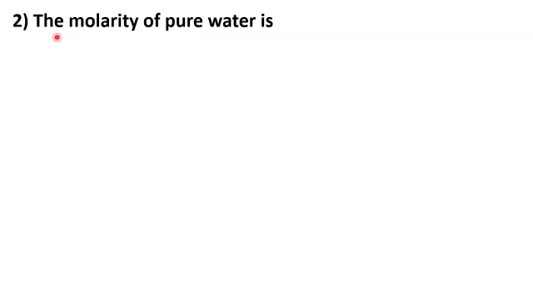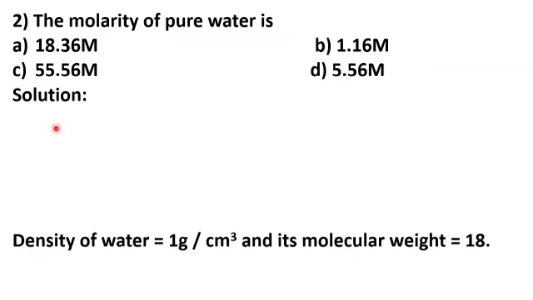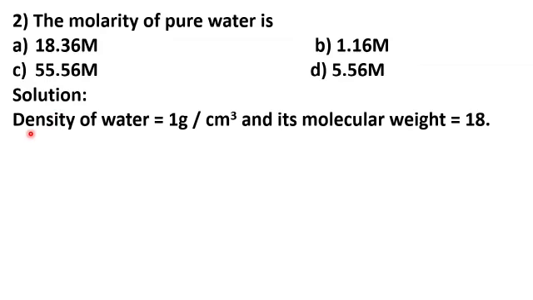Question number 2. The molarity of pure water is option A 18.36 molar, option B 1.16 molar, option C 55.56 molar, option D 5.56 molar. Solution. So density of water, let me take 1 gram per cm cube and its molecular weight is equal to 18.